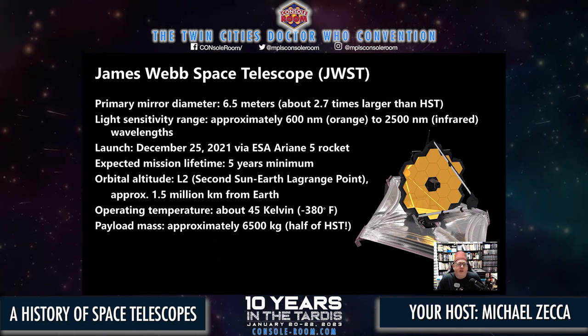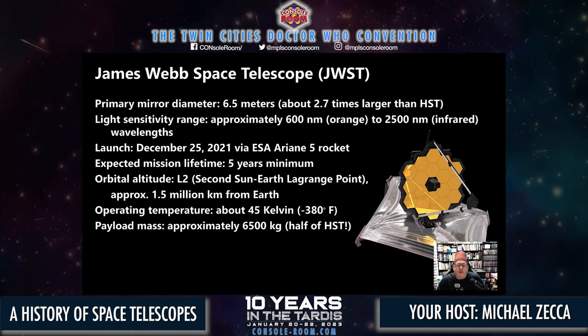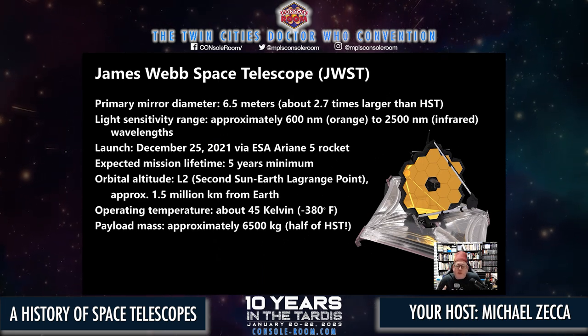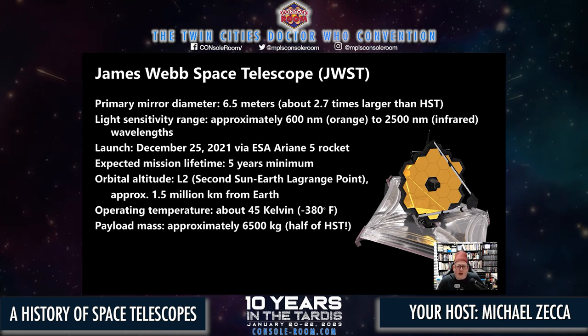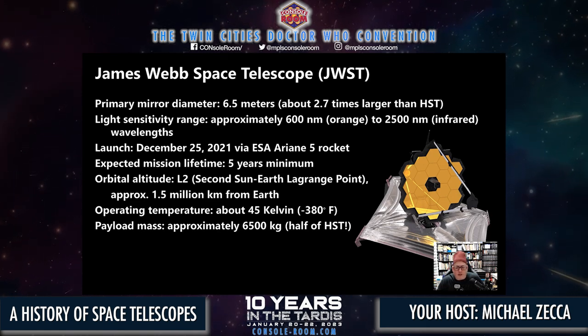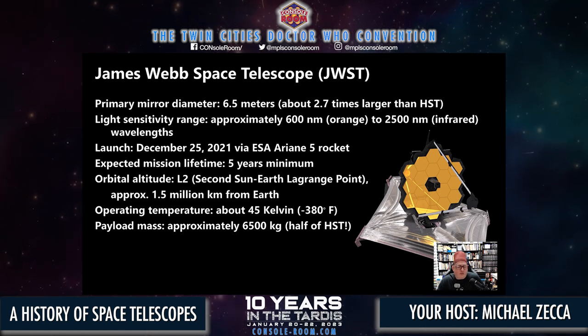So the JWST has a mirror that is 6.5 meters in diameter. That's about 2.7 times larger than HST. That's similar to some of the larger telescopes we have on the Earth now. There are larger. There's an 8-meter telescope in Hawaii. There's a 10-meter telescope in South America.